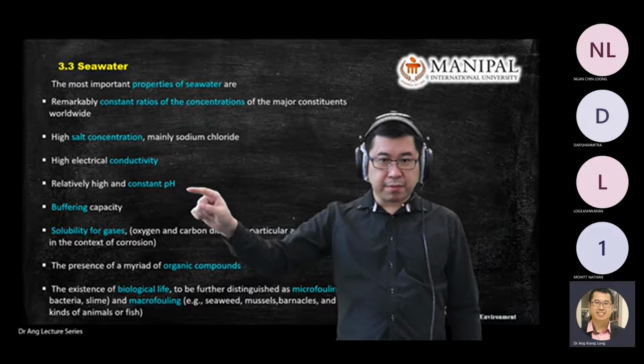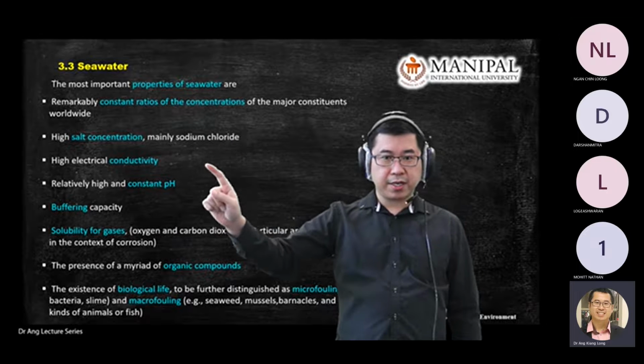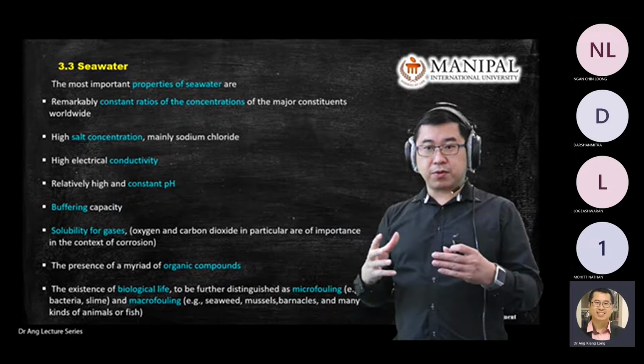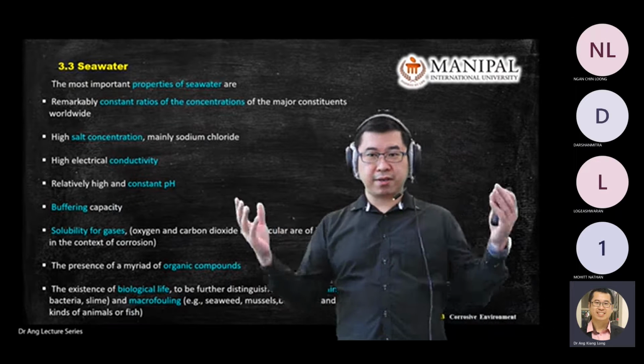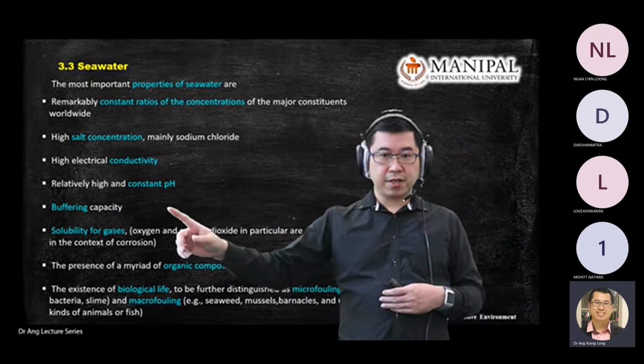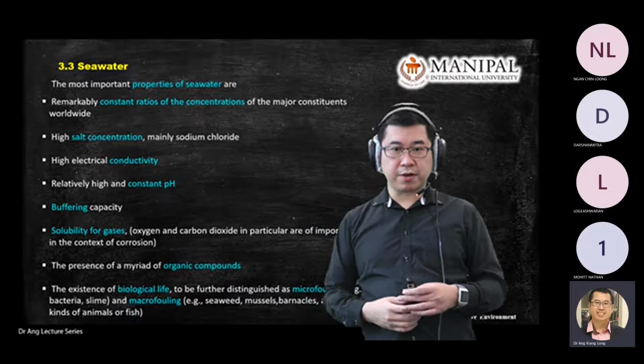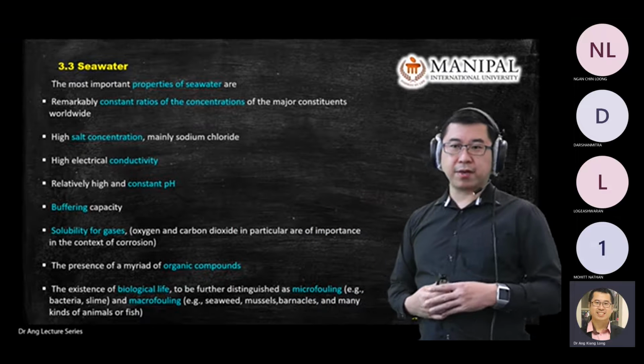And then, this one links with the first point, because seawater is shared over a very big area of the Earth. So you have a very constant pH level, no matter where you go.